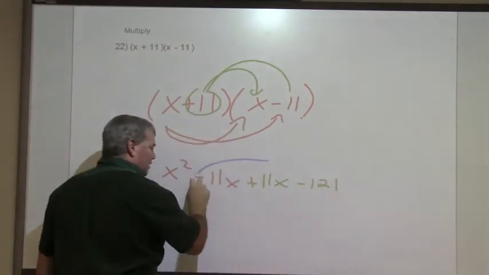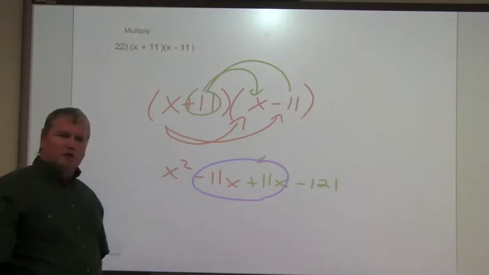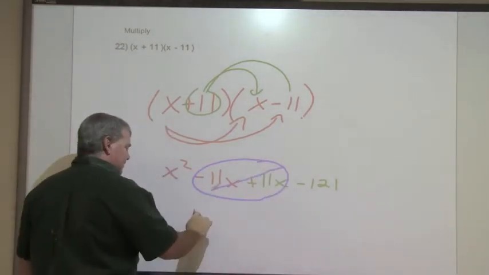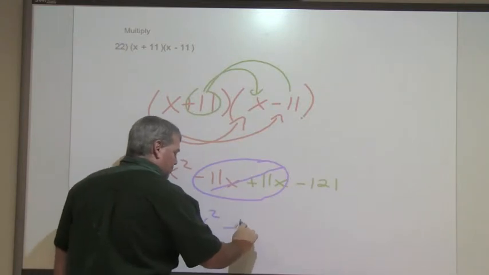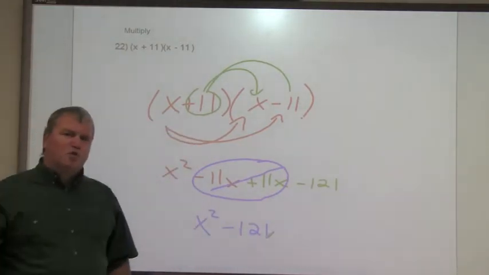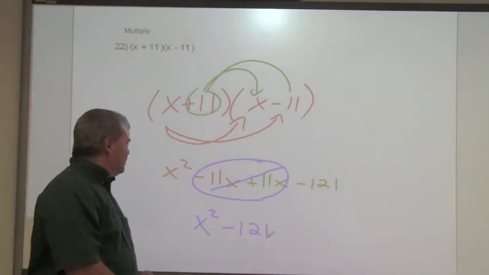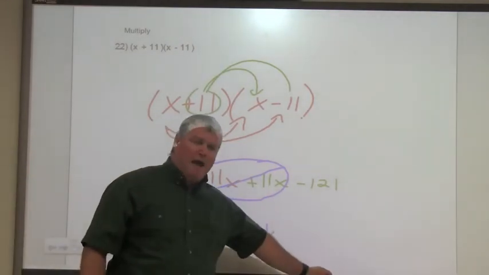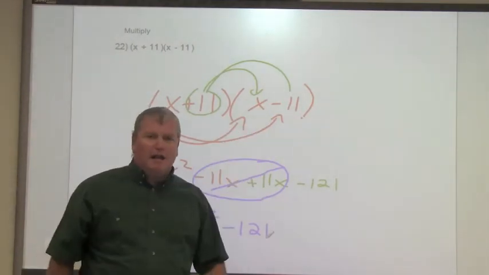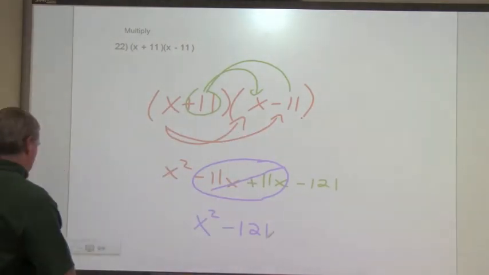If you look right here, what happens is the middle terms zero out. We've got a negative 11x and a positive 11x. That becomes 0 and leaves me with x squared minus 121. That's called a difference of squares. It is a special one that has a special pattern, but like I said, you really don't have to memorize that pattern. You can just multiply it out just like you did number 21.